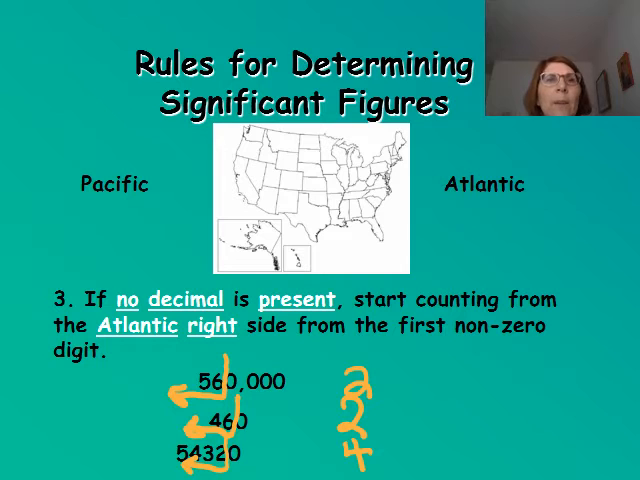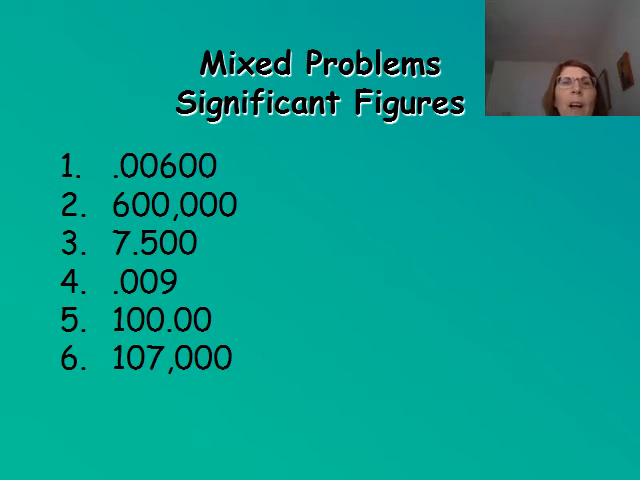So let's mix it up. All right, for number 1 here, we have 0.00600. We're going to start counting from the Pacific left side, which means here, and going right. So that means I have 3 significant figures. For number 2, we have no decimal. So we start at the Atlantic right side and go left. Then we have 1 significant figure.